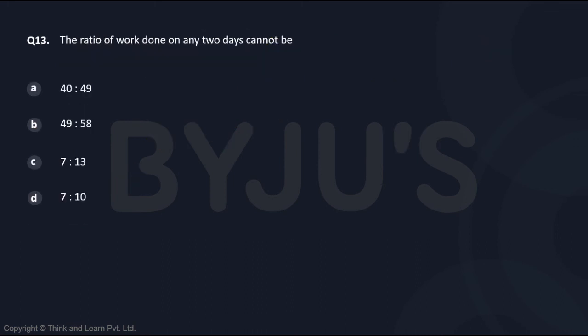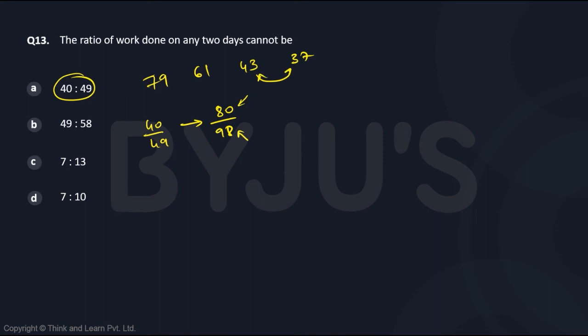So question number 13, again not a difficult one, this is quite easy. We have the efficiency of the people as 70, 79, 61, 43 and 37. Any two pairs should give us 40 by 49. So 40 by 49 can also be expressed as 80 by 98. Is it possible for us to get the sum of two numbers as 80 and the sum of the other two numbers as 98? Yes, definitely it's possible. You can see 43 plus 37, total is 80, right? And how will you get 98? 61 plus 37 gives you 98.